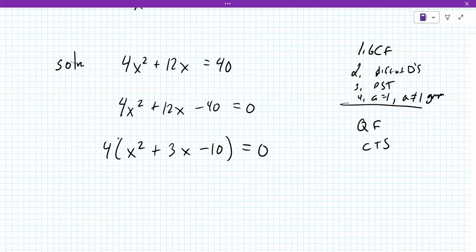I moved the 10 back over. Okay, completing the square, but this does factor, and you really want those to be your last resort. If it factors, you should do that. That's the easiest path. So two numbers that multiply to -10 but add to +3.